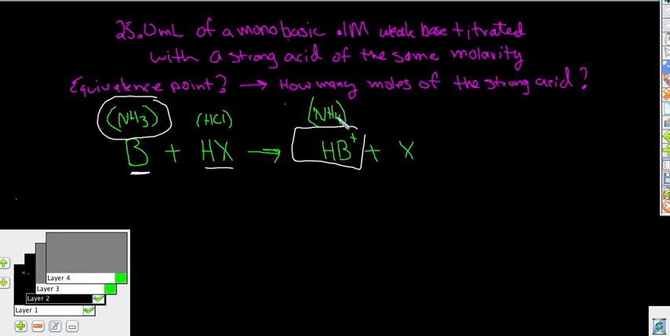We can see that this compound right here, NH4, if it's a weak base, is going to essentially create a weak acid.